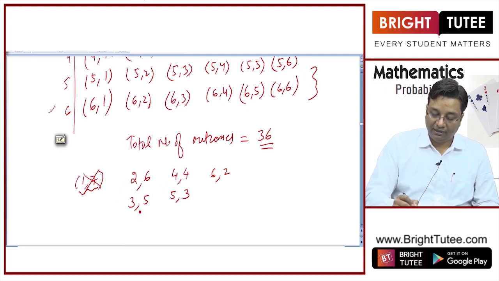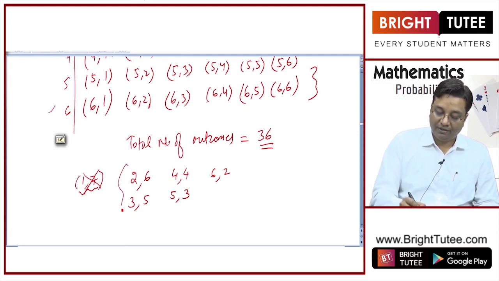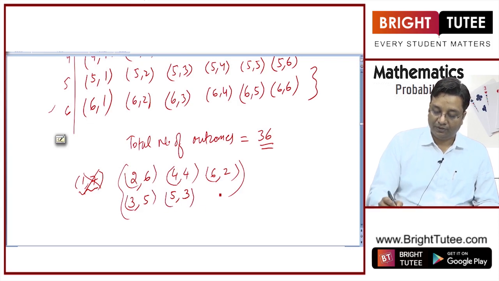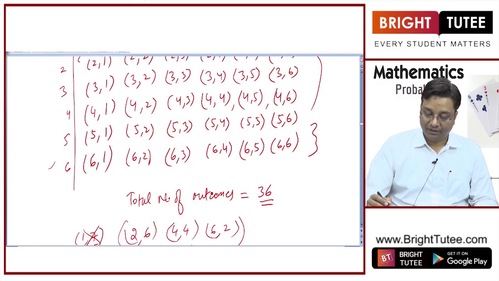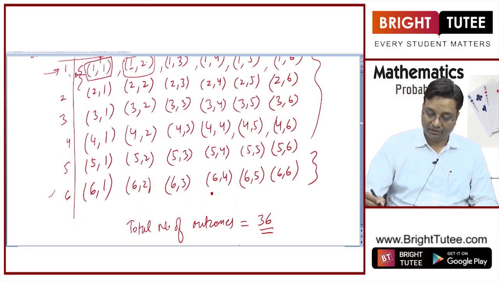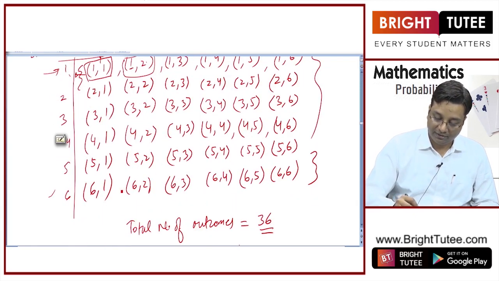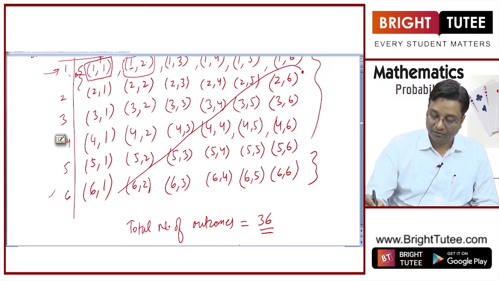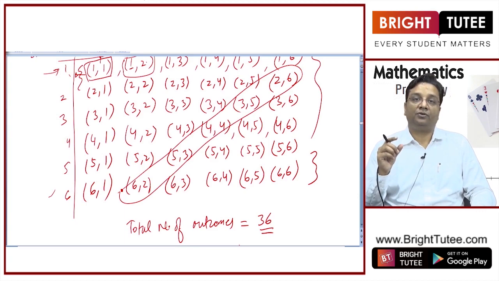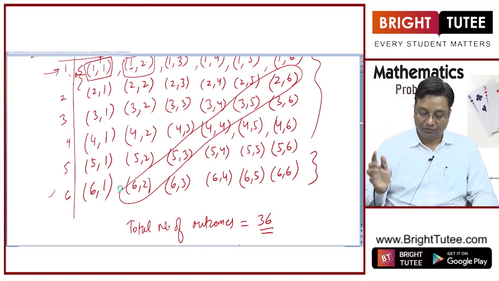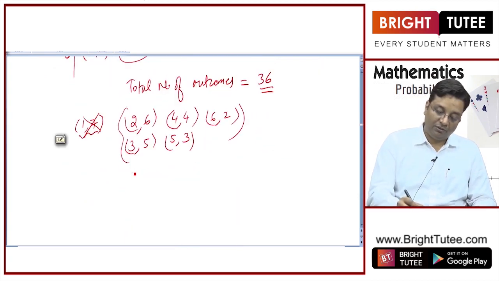So, these are the favorable outcomes, right, or you can select these outcomes from here also. If you look at this here, these are the favorable outcomes. In these cases, the sum on the top of these dice is 8. So, what is the number of favorable outcomes?